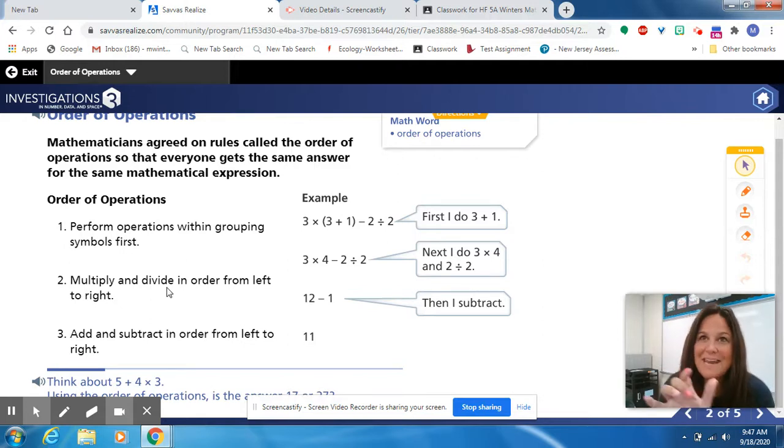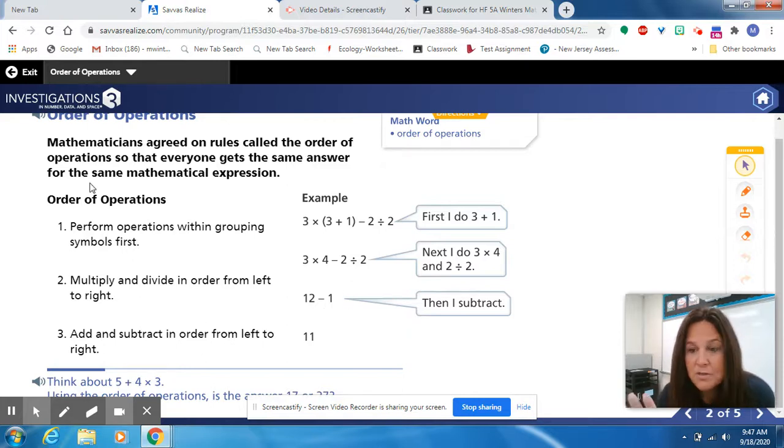Remember, multiply and divide stands for that M and D in PEMDAS. So we're going to multiply. Here we brought down the 4. 3 times 4 minus 2 divided by 2. We know that we need to multiply and divide first. So 3 times 4, which is 12. 2 divided by 2, which is 1. And then lastly, we subtract. 12 minus 1 equals 11.